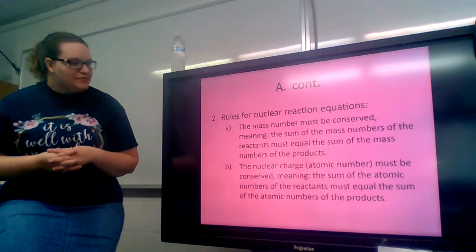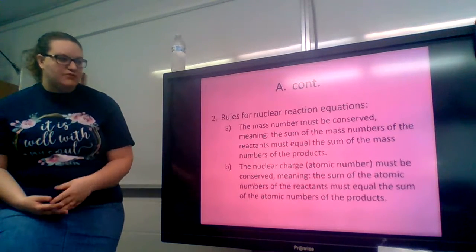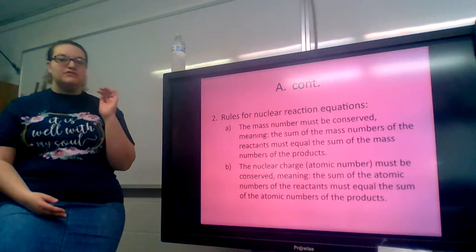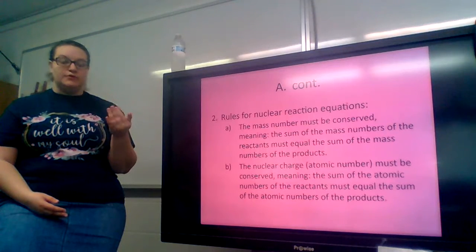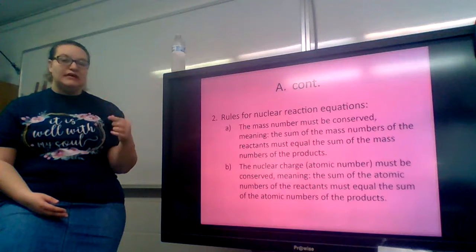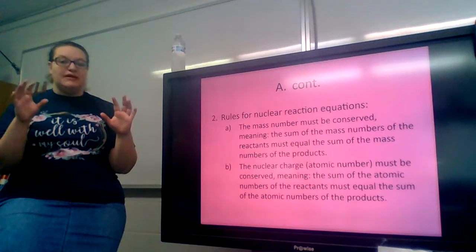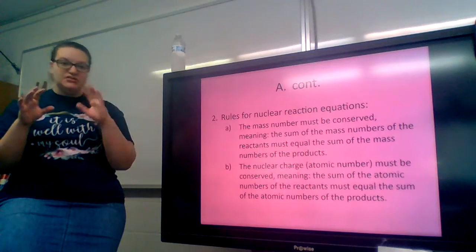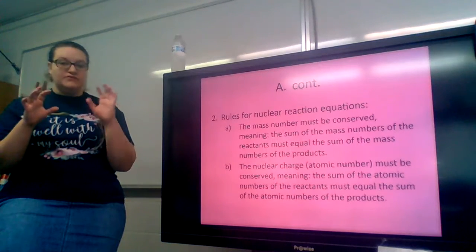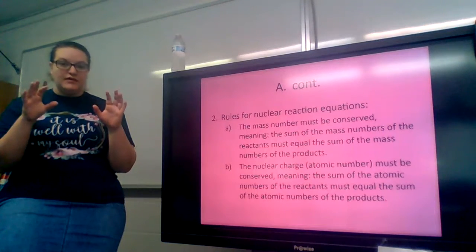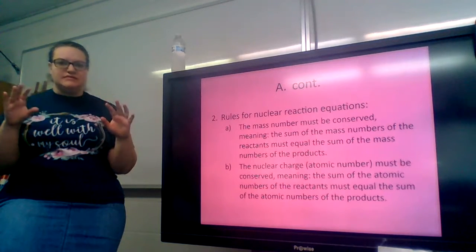Okay, the mass number must be conserved, meaning the sum of the mass numbers of the reactants must equal the sum of the mass numbers of the products. Okay, think back to the law of conservation of matter and energy. Matter can neither be created nor destroyed, but it can change forms. So with that in mind, in a nuclear reaction, the amount of the reactant has to equal out to the amount of the product. Now the reactants might change a lot of forms to get to this product, but they still have to equal out. Okay, if you start with 5, you got to end with 5. Okay, you don't start with 5 and end up with 10. Okay, it's conserved, it stays the same.